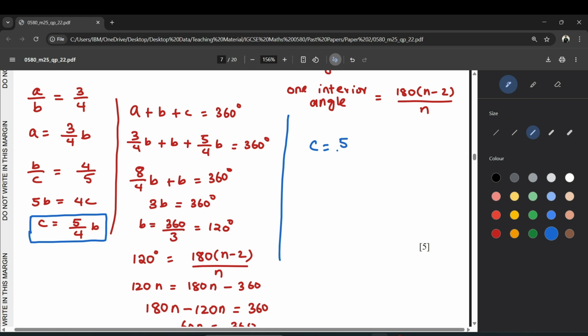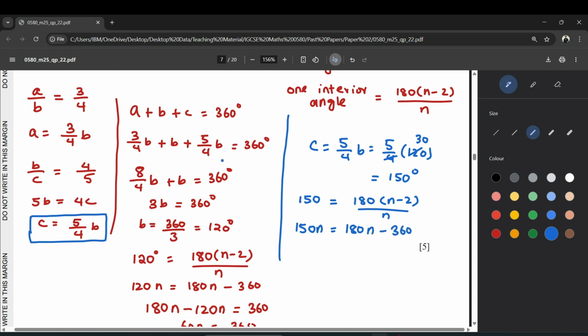So I know that C is equal to 5 over 4B, which is 5 over 4 times 120. 4 and 120 can be simplified to 30. 5 times 30 is 150 degrees. So the interior angle C is 150 degrees. So again, using the same formula, the interior angle 150 is equal to 180 times (n minus 2) upon n. 150n is equal to 180n minus 360. Again, we expand the bracket and rearrange the equation. So this 150n goes to this side, and this minus 360 goes to the other side, so that it becomes positive 360. Therefore, we are left with 30n equals 360. n is equal to 360 divided by 30. The zeros cancel out. 36 upon 3 is equal to 12.